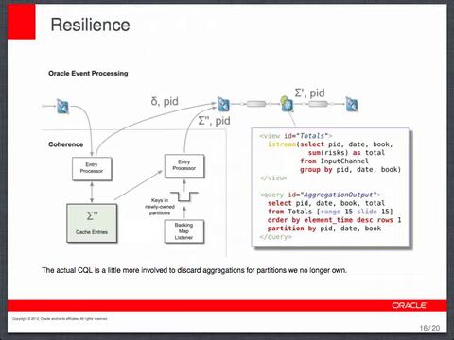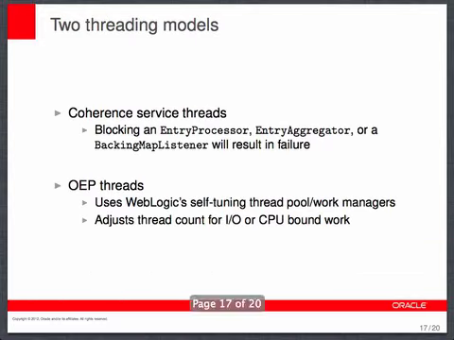I want to talk a little bit about another piece of the puzzle, which is the interaction between Coherence and Oracle event processing. And probably the thing at the heart of this is that there's two threading models here. There are Coherence service threads, and if you're doing any server-side programming with Coherence, you know that the one thing you absolutely can't do is block a service thread to do some external I/O, or these are not cheap things.